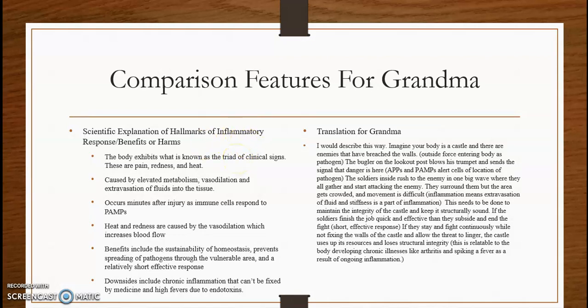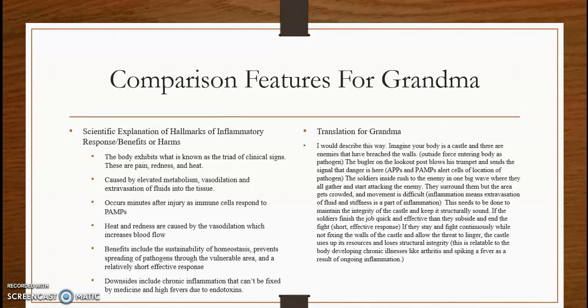So if I was going to describe this to my grandma, I would describe it this way. Imagine your body is a castle and there are enemies that have breached the walls. Otherwise, back to immunology, an outside force entering the body as a pathogen. The bugler on the lookout post blows his trumpet and sends a signal that danger is here. This would be like your APPs and your PAMPs, alerting cells of the location of the pathogen.